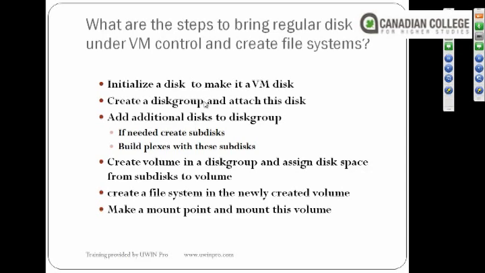Explain it again, because you have just selected the disk, right? So I initialized many disks. After initializing many disks, I told it that these are going to be VM disks. Then what did I do after that? Then I selected a few of them, and formed a group, a disk group.